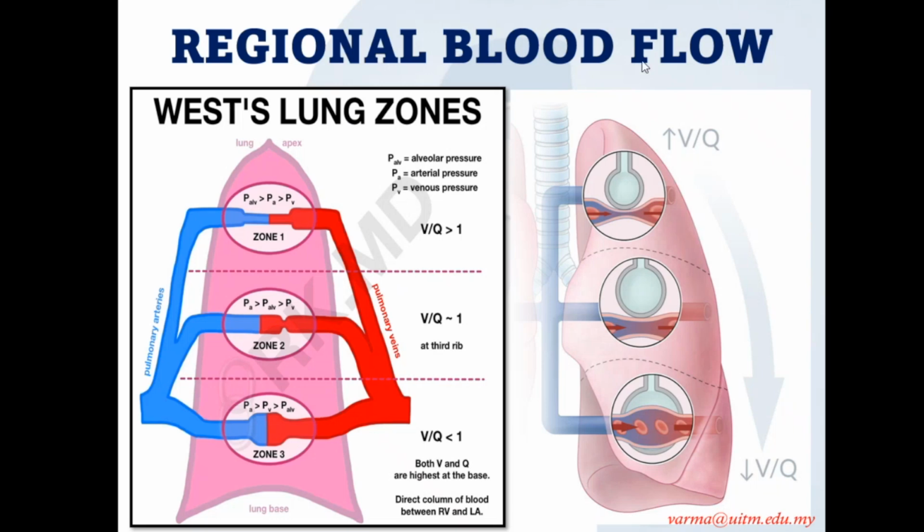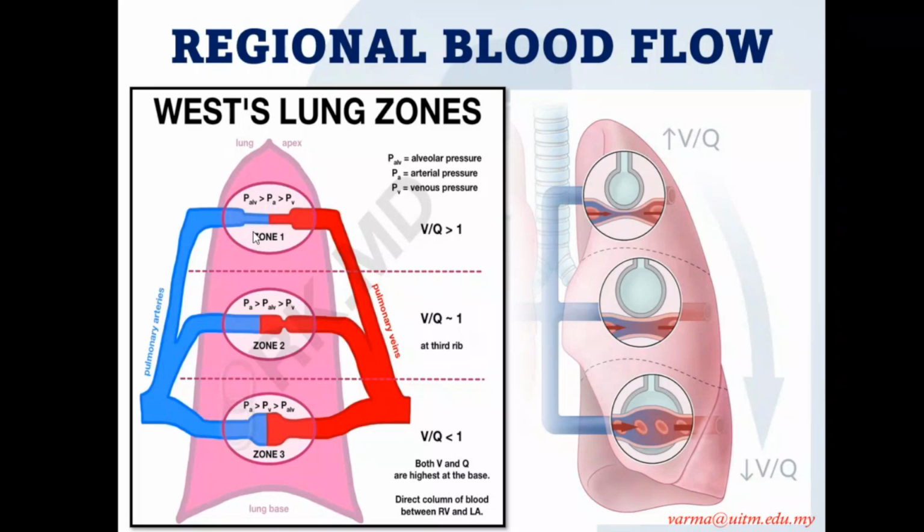The regional blood flow is based on your West lung zones. I'm not going to go into detail about this alveolar, arterial, venous pressure. It's all based on our fluid dynamics classes before this. Your blood flow or gas flow, everything goes from high partial pressure to low partial pressure. Okay, so we have West lung zones: zone 1, zone 2 and zone 3.